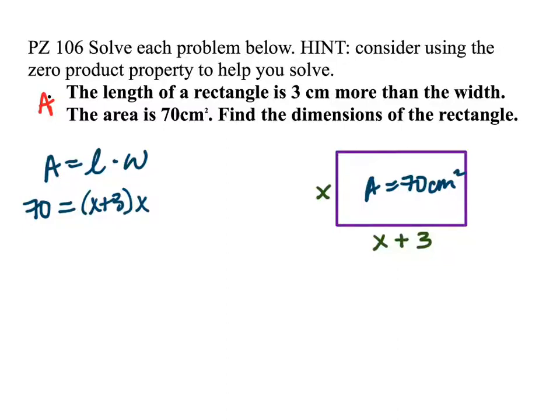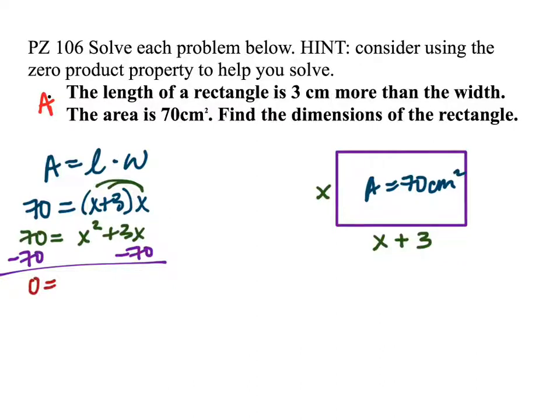So using the distributive property, I'm going to simplify and end up with 70 is equal to x squared plus 3x. Now to use zero product property, I need to get 0 on one of the sides. Makes sense because I want my x squared to be positive, so it already is. I'm going to move this by subtracting 70 from both sides. That then gives me a 0, which is very good news because that's what we wanted. So 0 is equal to x squared plus 3x minus 70.